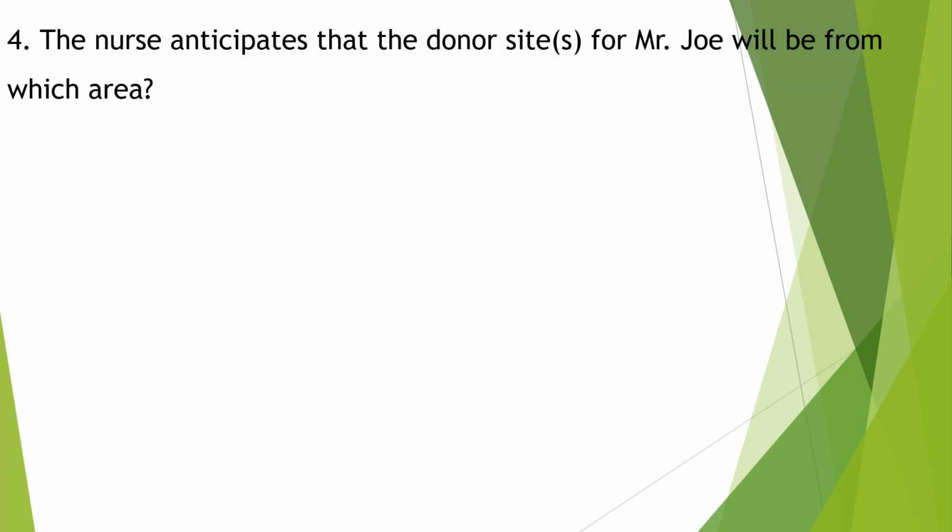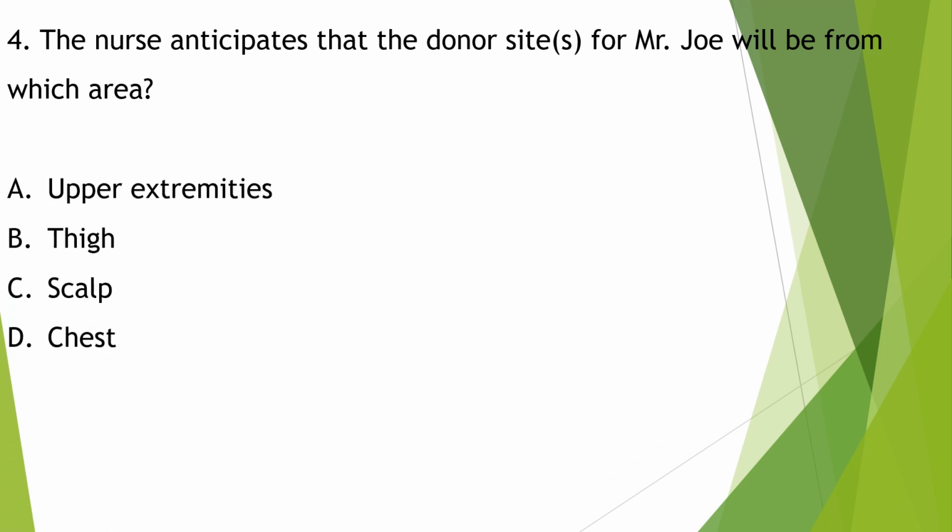The nurse anticipates that the donor site of Mr. Joe will be from which area? Upper extremity, thigh, scalp and chest. The surgeon is able to typically recover one continuous sheet of donor skin. In addition, taking the donor site from the thigh helps to eliminate obvious scarring.